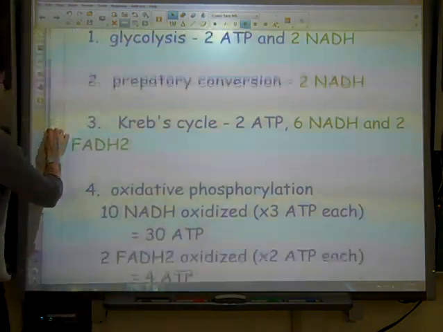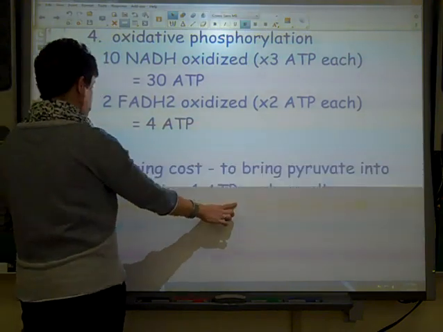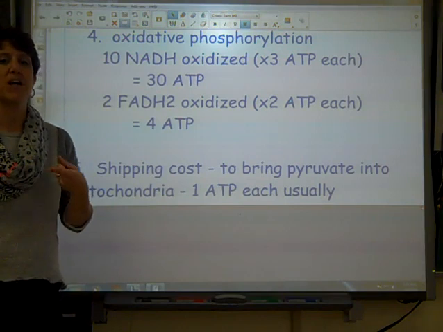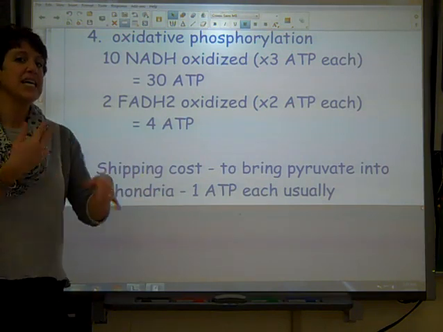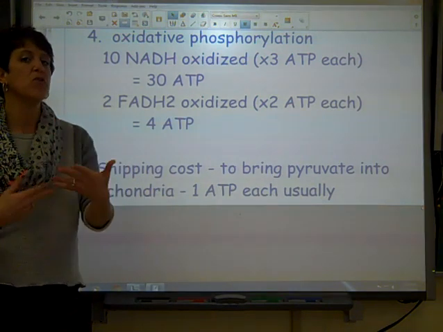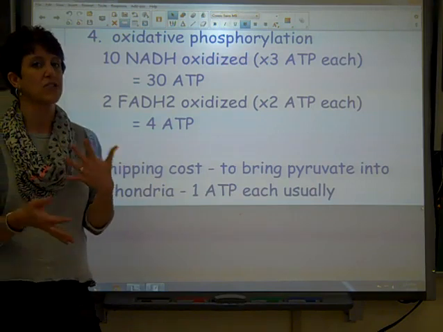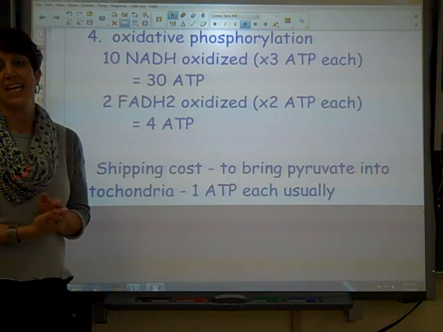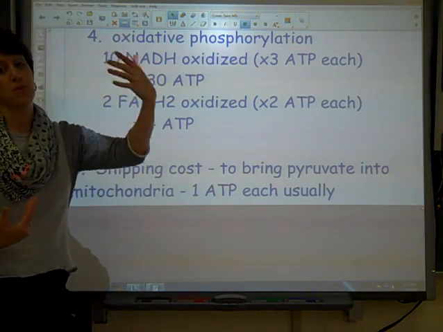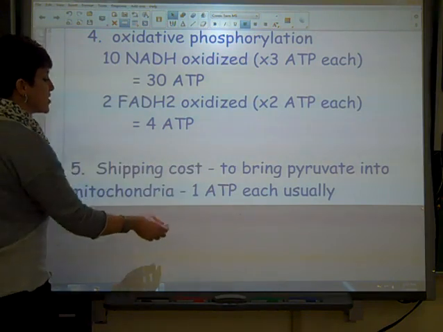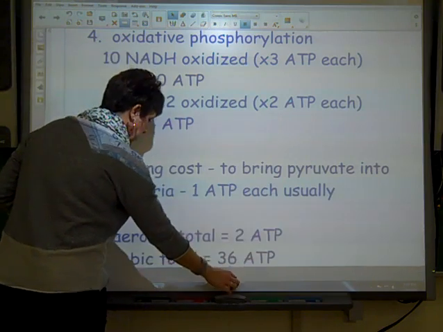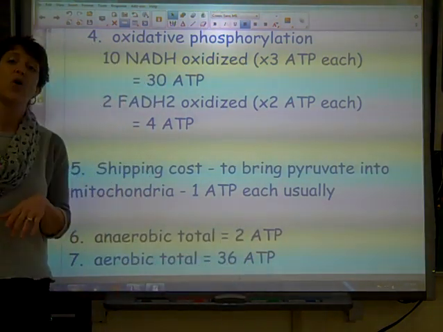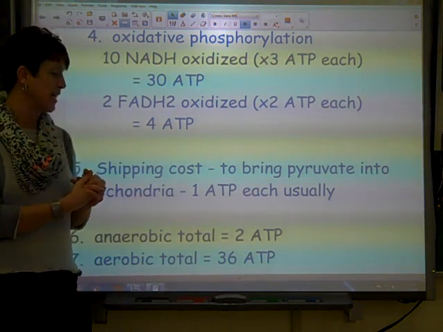So there's a little note that I put down here. I call it shipping costs. To bring pyruvate, a pretty large 3-carbon molecule, into the mitochondria takes some energy. To move that in, because sometimes it's going against its gradient, plus it's large in size, that usually takes 1 ATP each. So that brings us down from 38 ATP per glucose to 36 ATP per glucose. And anaerobic only did glycolysis, so it only produced the 2 ATP in comparison.